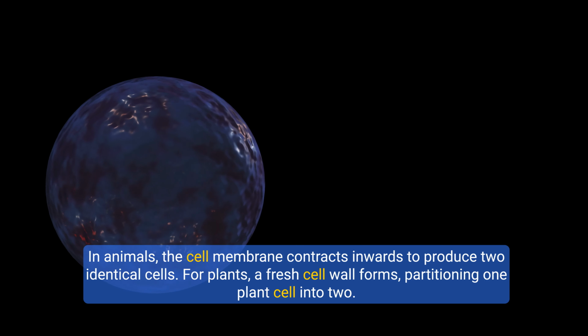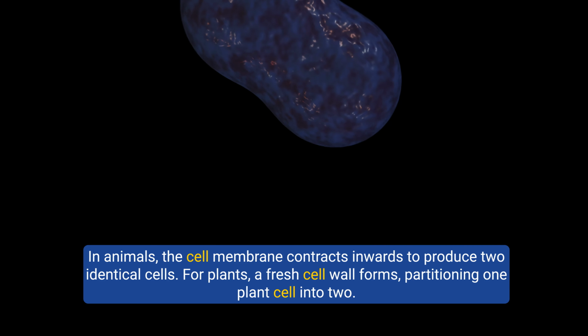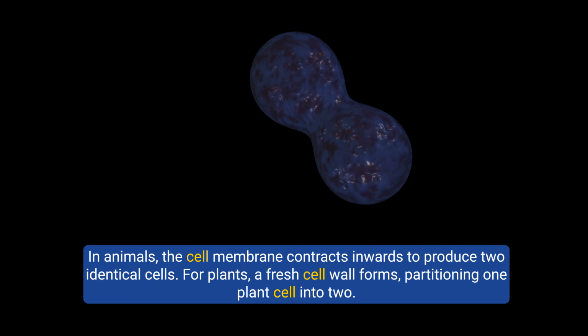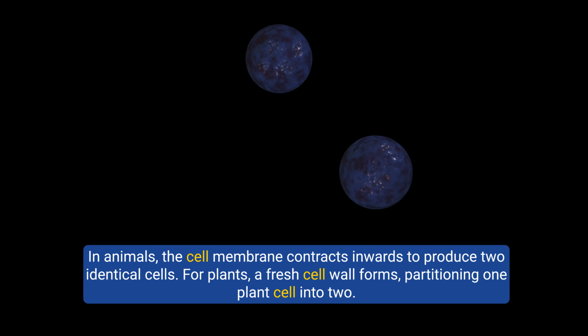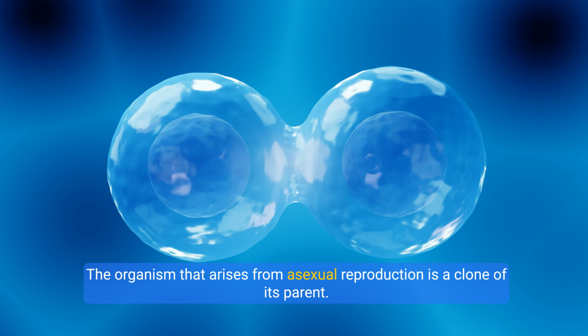In animals, the cell membrane contracts inwards to produce two identical cells. For plants, a fresh cell wall forms, partitioning one plant cell into two. The organism that arises from asexual reproduction is a clone of its parent.